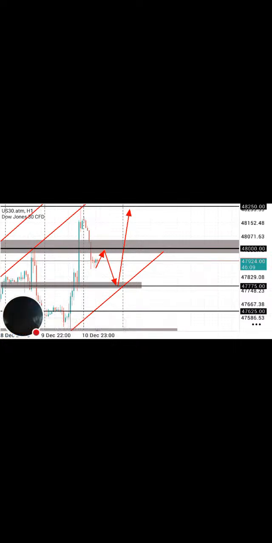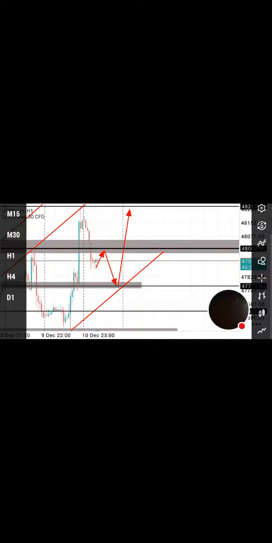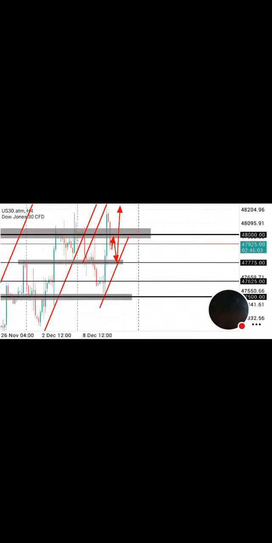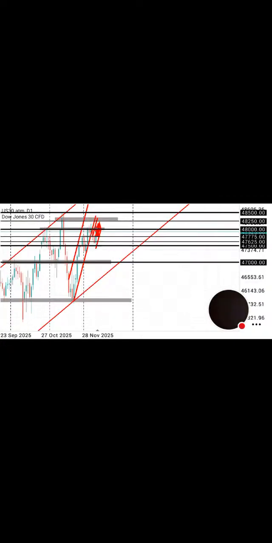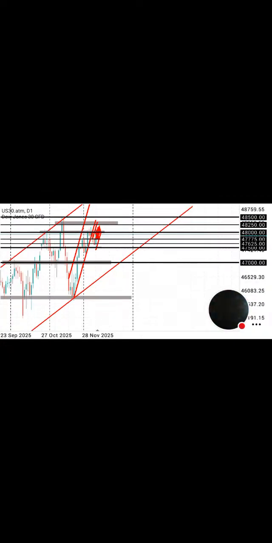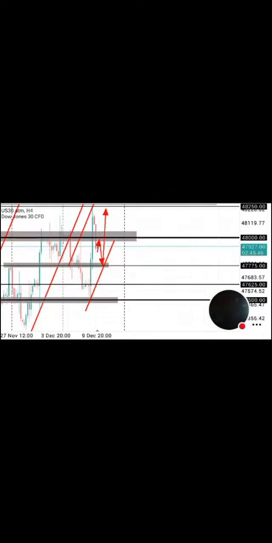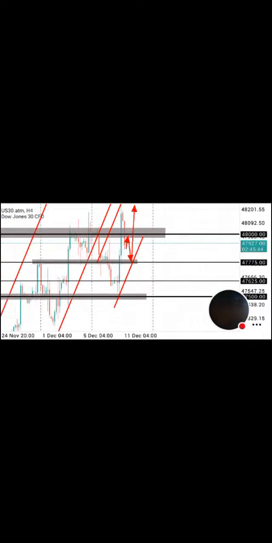Now we are on US 30 first of all, and from the daily time frame, we have an overall bullish trend on US 30, and we want to be looking out for buys whenever the market is bullish, and we want to be looking out for sales when the market is bearish. And based on that analogy, we switch to the 4 hour time frame.